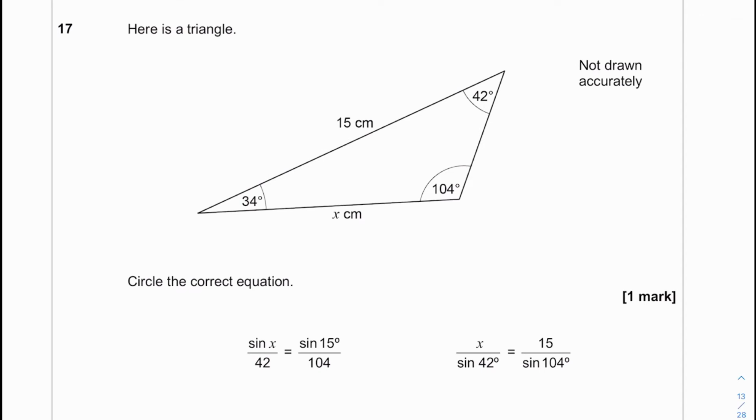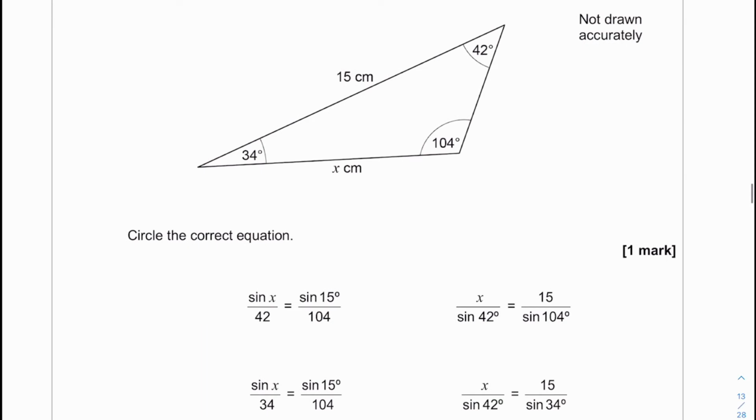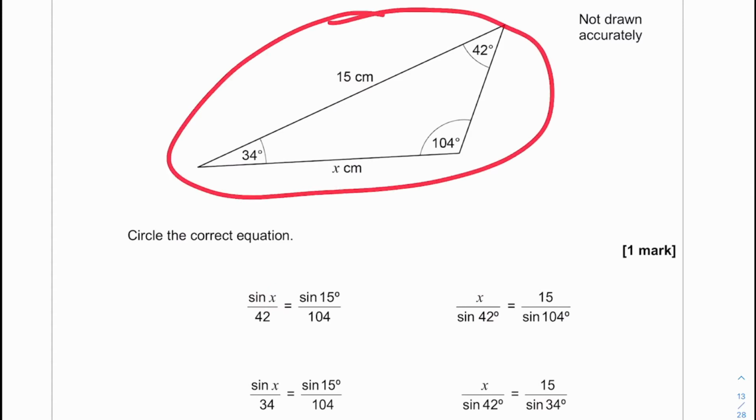Okay, so question 17 is all about the sine rule, and we're given this triangle here, and we need to circle the correct equation, and we've got 4 options. All of them involve x, so what we need to do essentially is create an equation from this triangle in terms of x.